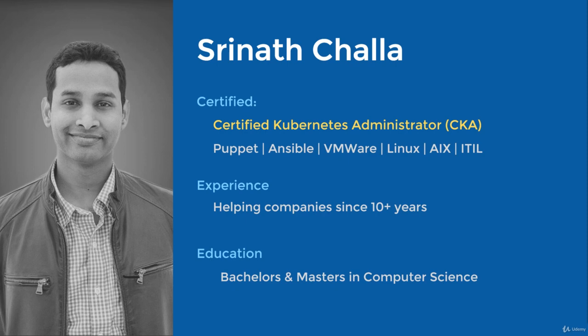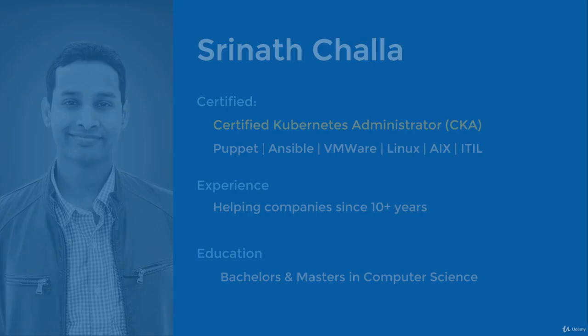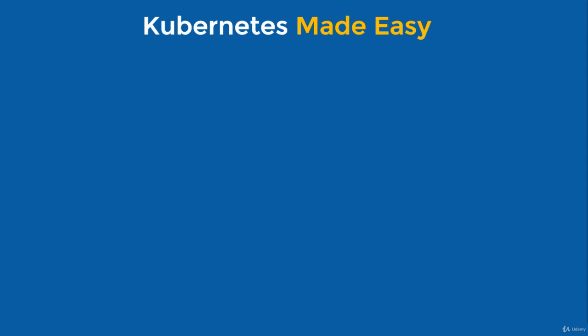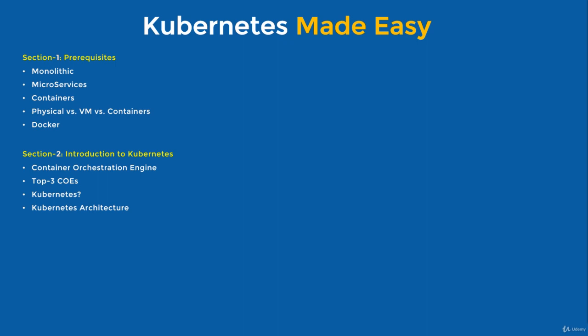So now moving on to the course structure. This course is designed from the ground up. At a high level, this course is divided into 8 sections. Before we discuss what is Kubernetes, in section 1, we'll go through the prerequisites. That will give you a good starting point if you are just getting started in the world of containers. Then in section 2, I'll introduce you to Kubernetes. In this section, we'll discuss what Kubernetes is, its architecture, and more.